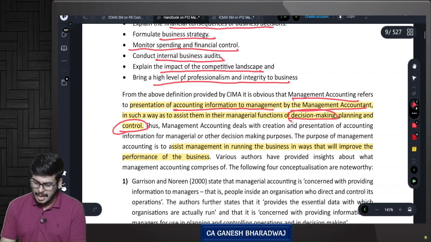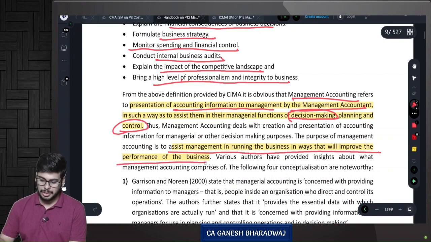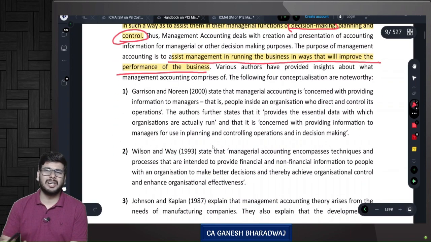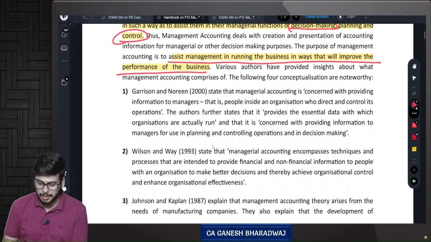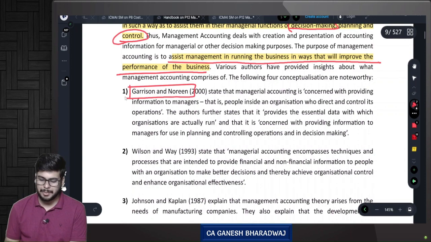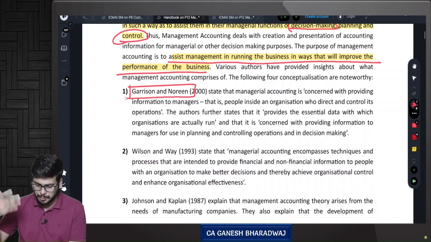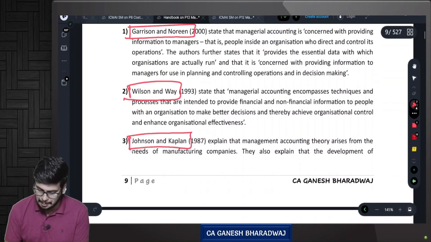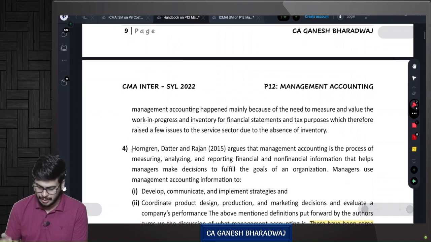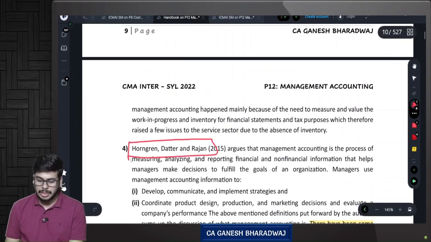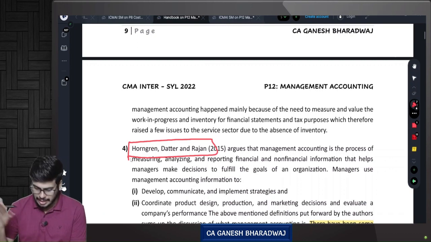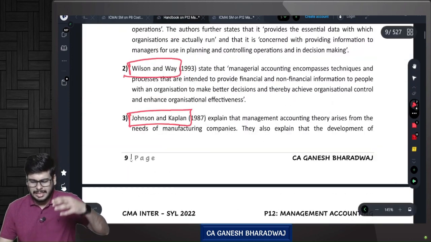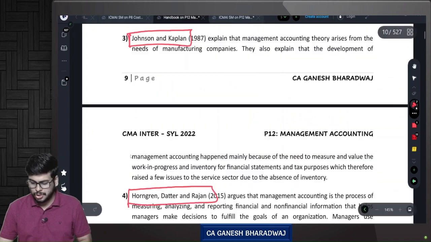So they have just given this, and the purpose of management accounting is to assist the management in running the business in ways that will improve the performance of the business. Right now itself, you've seen multiple definitions of management accounting. A few more people: Garrison and Noreen have come up with their own definition. Wilson and Way have given their own definition. Johnson and Kaplan have come up with their own definition. And look at this: Ongren, Datter, and Rajan have also come up with their own definition. You can quickly go through all these things, but beyond this there is not much relevance here.